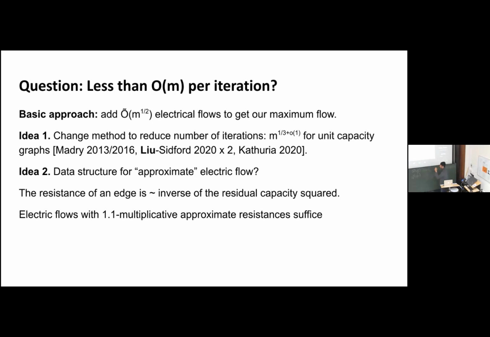The second idea is closer to what was discussed earlier by Jan, which is what if we actually can just make every iteration faster than m time? What if you just don't pay m time every iteration? And yeah, that's the approach we take.